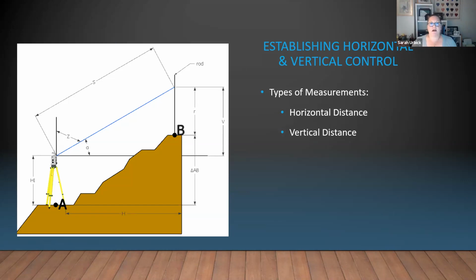Vertical distances. How far up do I need to go? If I'm at eye level with somebody here, they stand up and all of a sudden I'm at eye level here, there's a change in the vertical component, right? How tall is something? How tall is that tree? How deep is that gorge? We need to figure out what's the vertical.